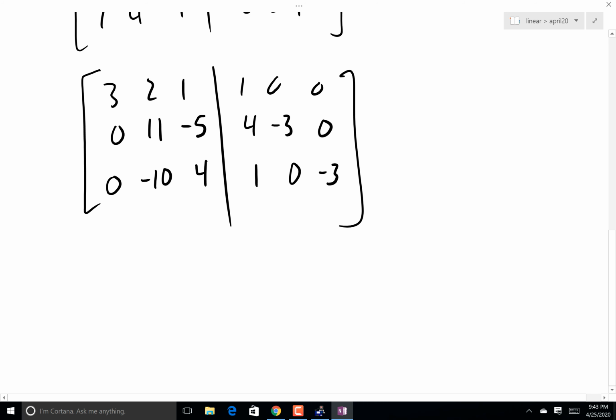Cool. Now, I need to get the zeros here and here. So let's do a little 11r1 minus 2r2.